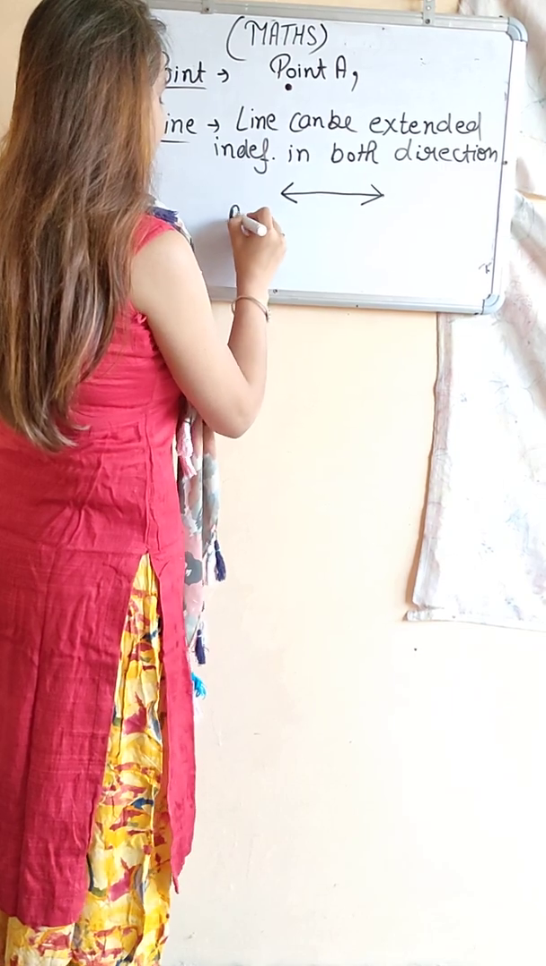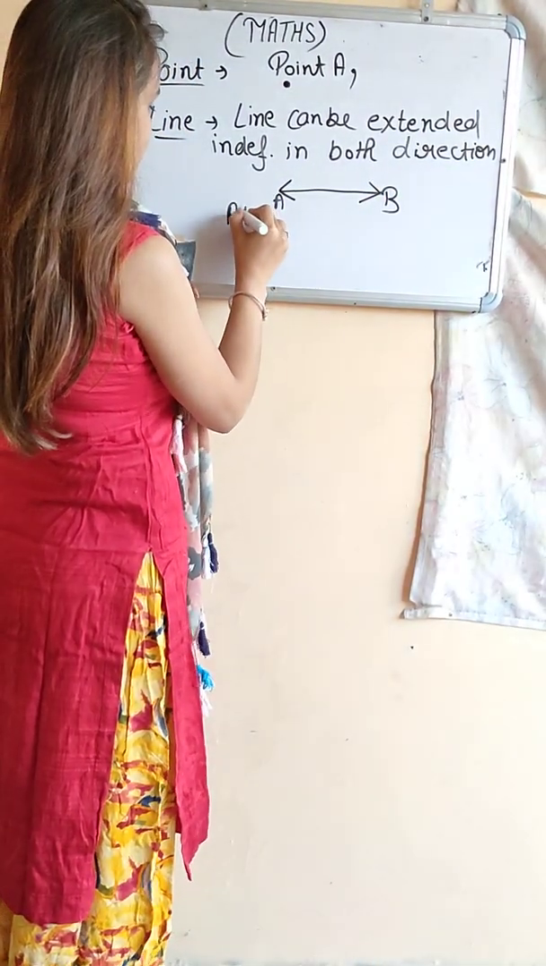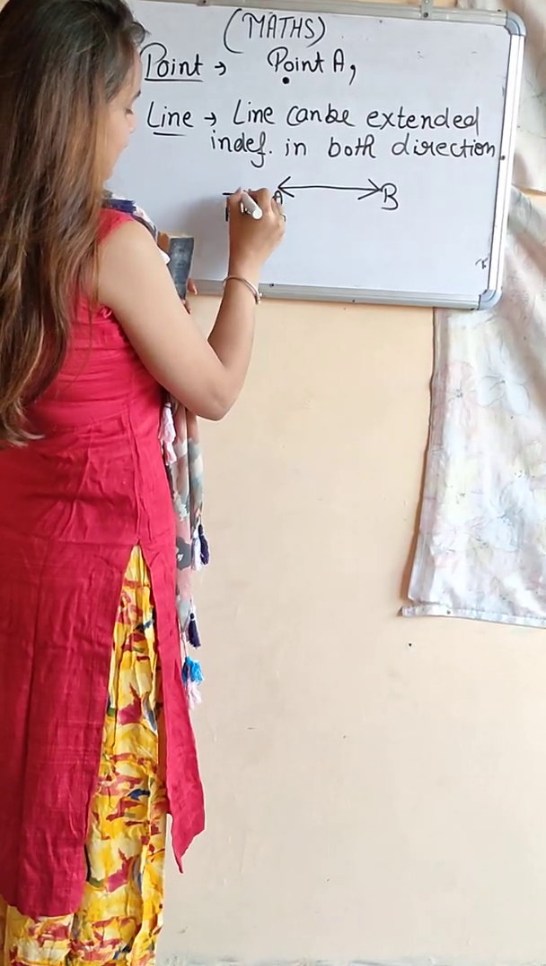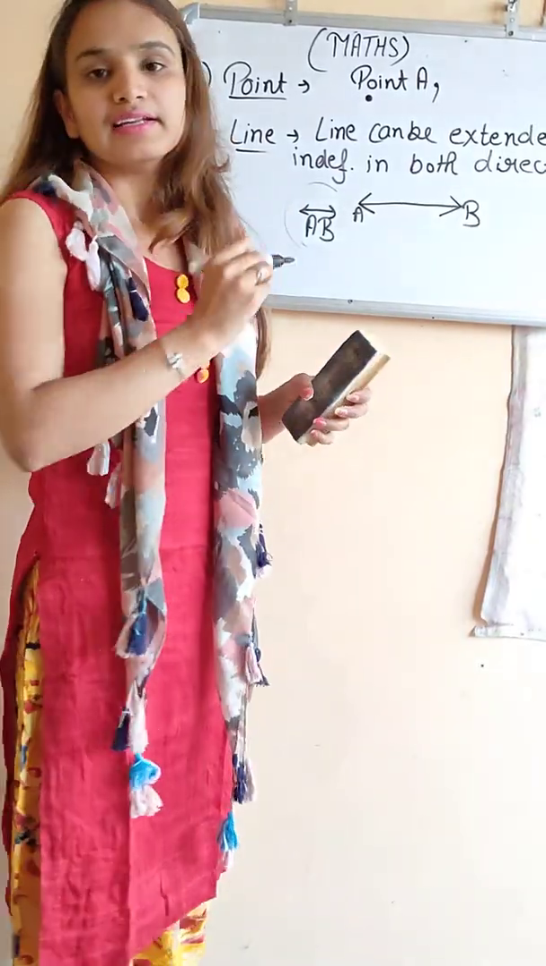And how do we write line? See, it is A and B. Then we write AB with an arrow on both sides. This is how we denote a line.